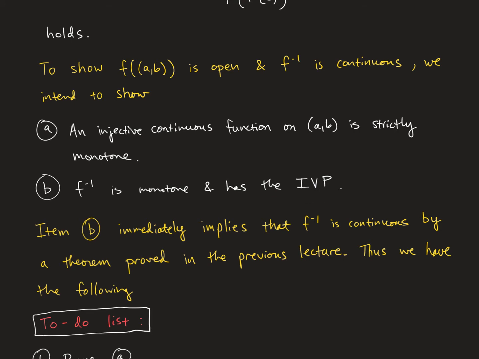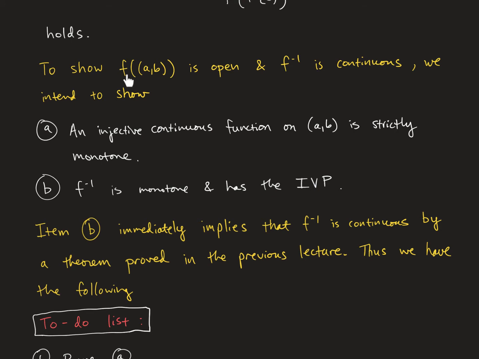The intermediate value property will be simple. Showing that f inverse is monotone is actually going to follow from the fact that the function f itself is monotone. So the remaining thing to do essentially is to show that the function f is monotone, and that is going to also imply that this image is open. So the main technical point is to show that our function f is a strictly monotone function, that is, strictly increasing or strictly decreasing.